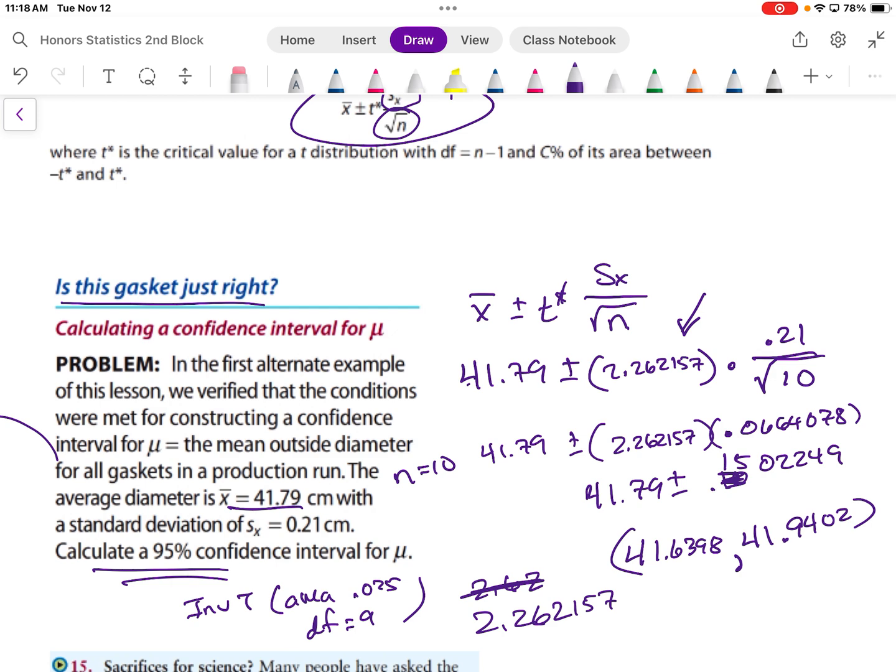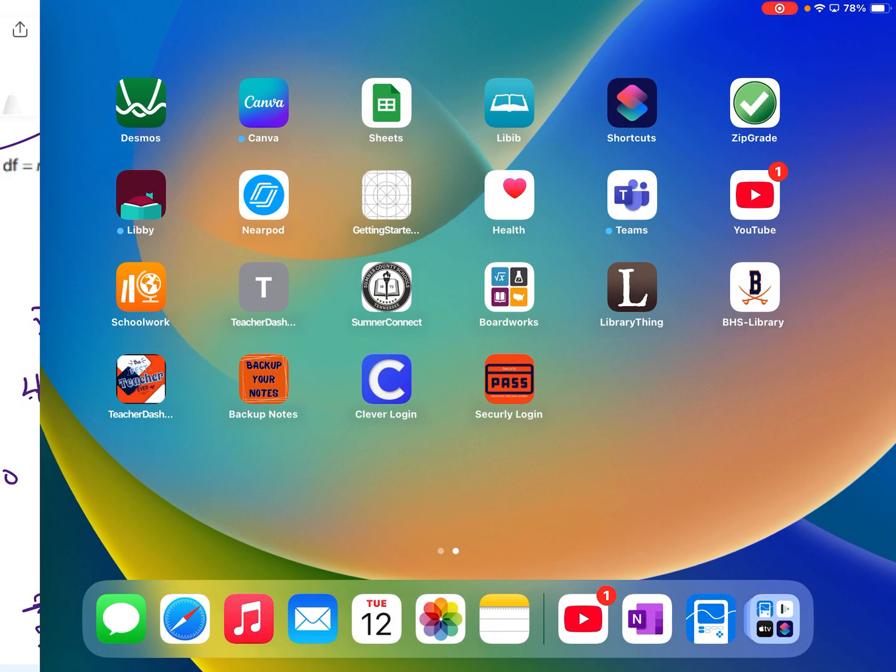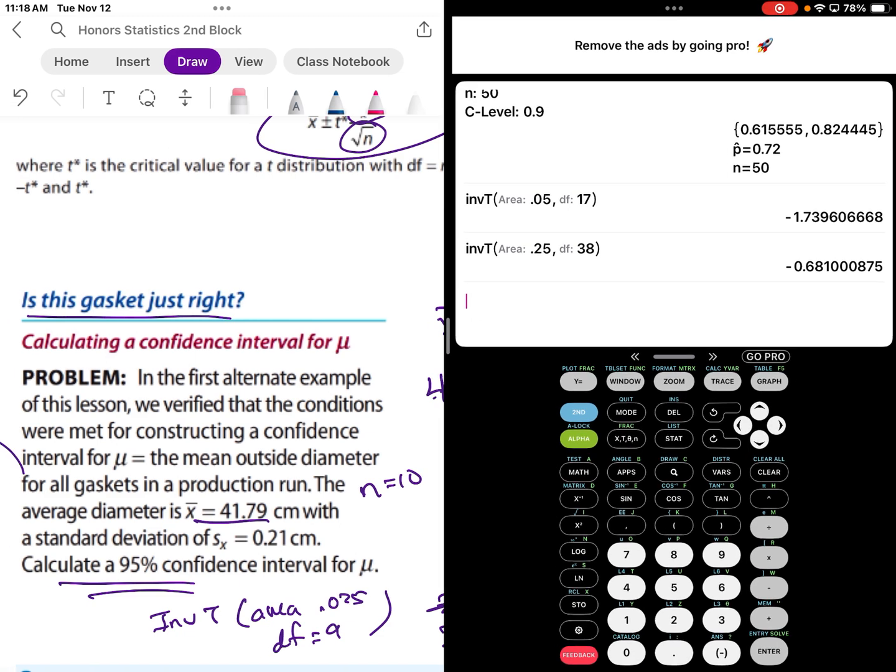And again, since I took my decimals out long enough by hand, when we do it by the faster method in the calculator, we're going to get about the same answer. I'm going to split screen while you guys are copying this down and get my calculator back up there. Now, how can we do this faster?